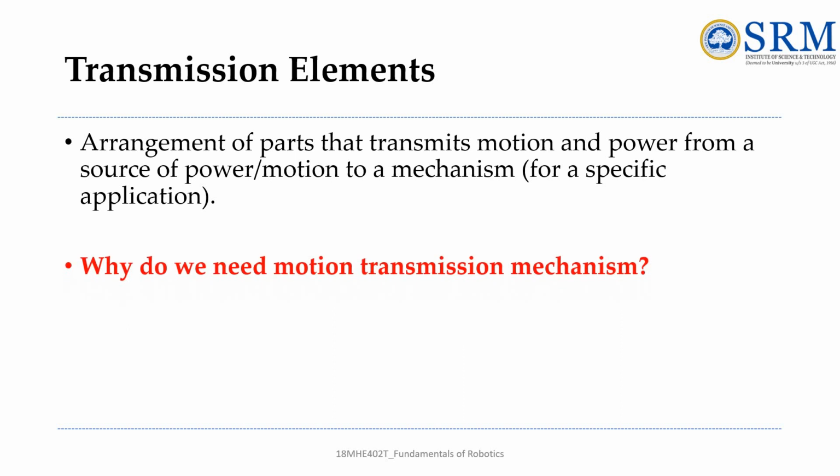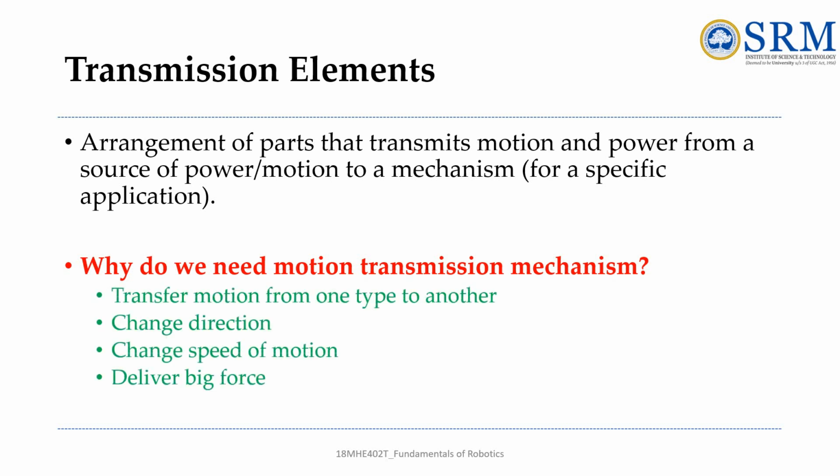And why do we need a motion transmission mechanism? We need these mechanisms because they allow us to change one type of motion into another, alter the direction of motion, adjust the speed of motion, and deliver a strong force where needed.